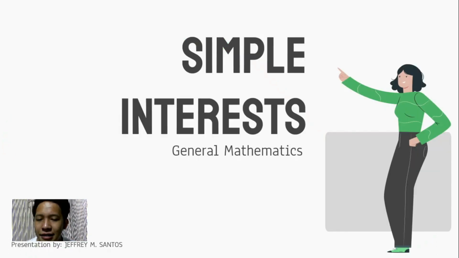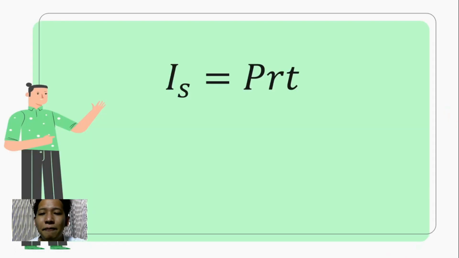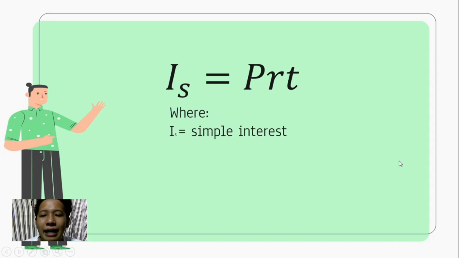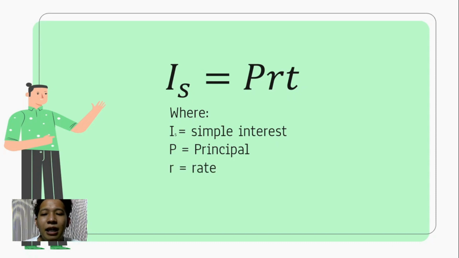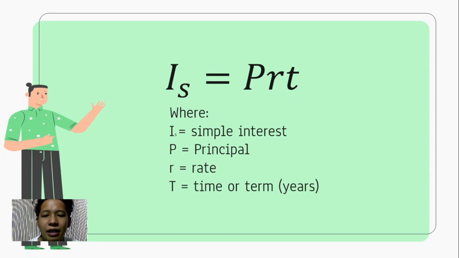So, let us first have simple interest. So, paano nga ba natin kino-compute si simple interest? So, simple interest is computed using the formula I sub S equals PRT, to which I sub S stands for the simple interest, P stands for the principal, R stands for the rate, and T for the time or the term in years. So, to get the simple interest, we simply multiply the principal, the rate, and the time, given that the rate is converted into decimal already. Okay po?